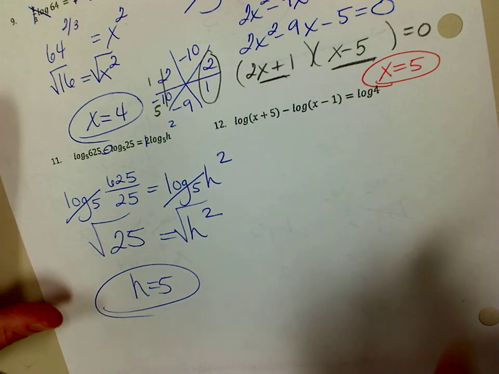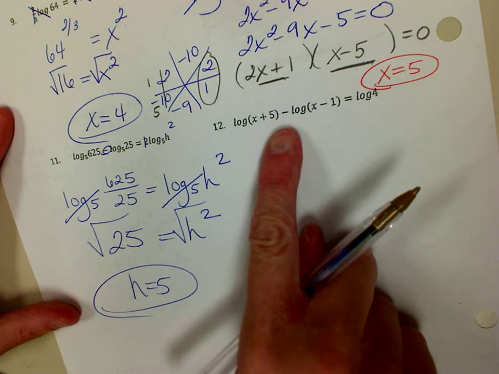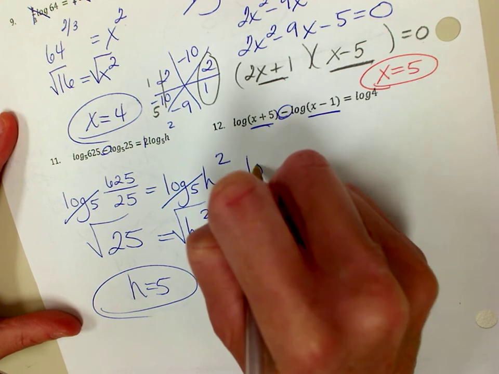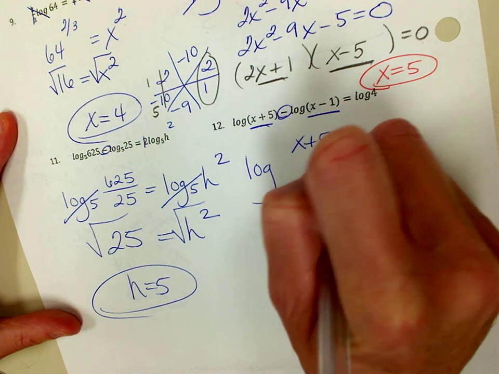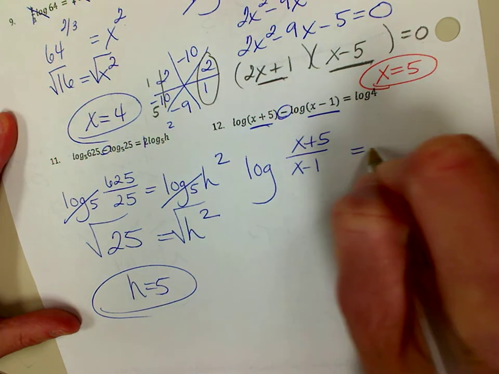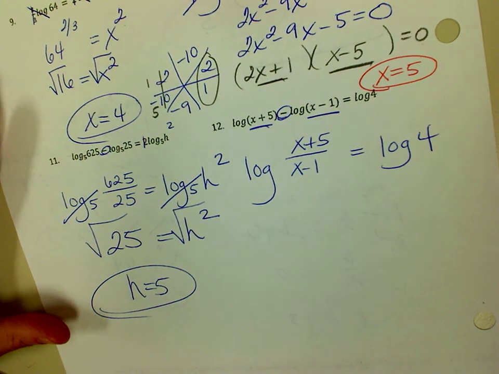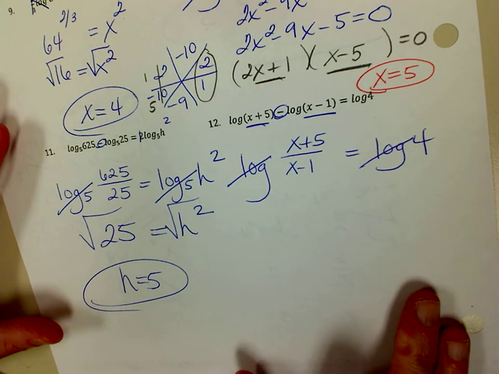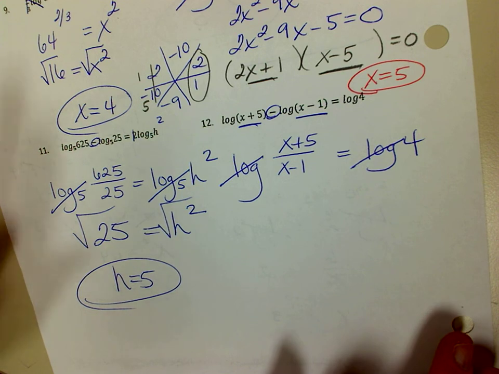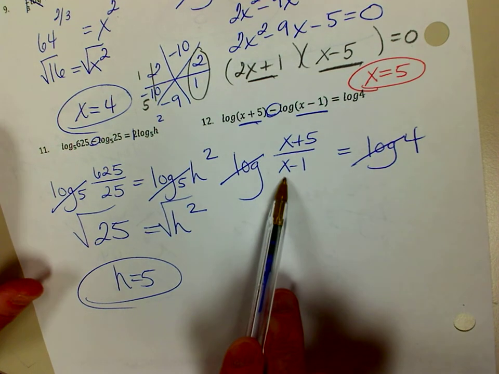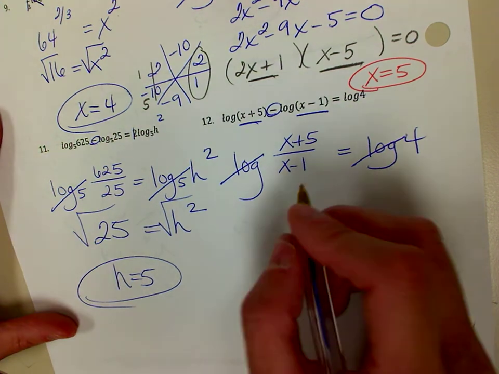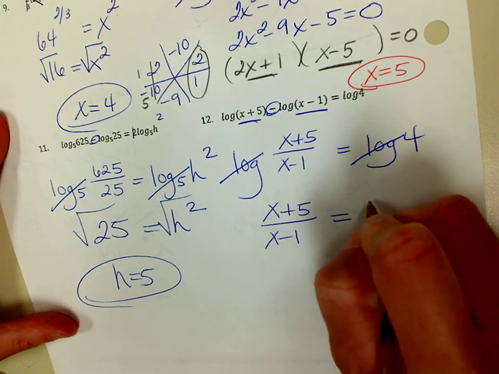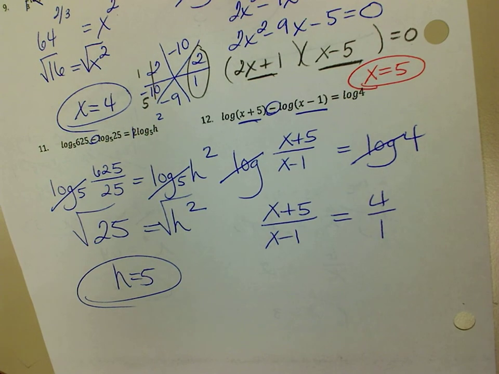All right, last one. Again, I want to condense. The subtraction sign means I'm going to divide the two arguments together. So I have log of x plus 5 divided by x minus 1 equals log 4. The logs can now cancel. And what we have here is a proportion. I can't do this one exactly like I did 11 because I have a variable on top and bottom. I don't have two numbers that I just can divide. So I'm going to make this a proportion. So I have one fraction on the left, and then I'm going to make this be one fraction on the right by putting a 1 there.